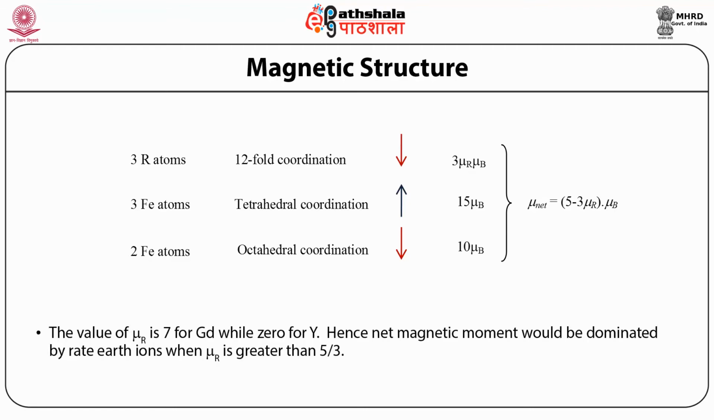So the value of μR is 7 for Gd while 0 for Y. Hence, the magnetic moment would be dominated by rare earth ions when μR is greater than 5/3.